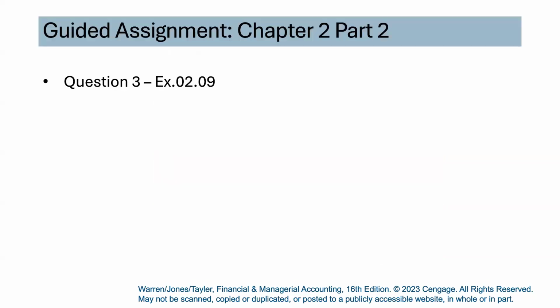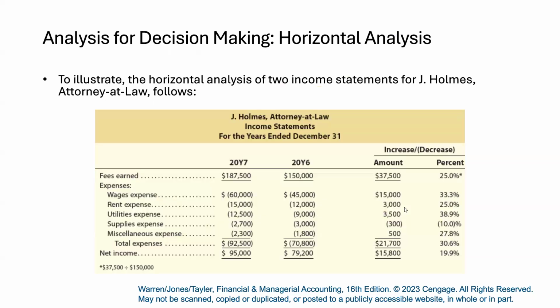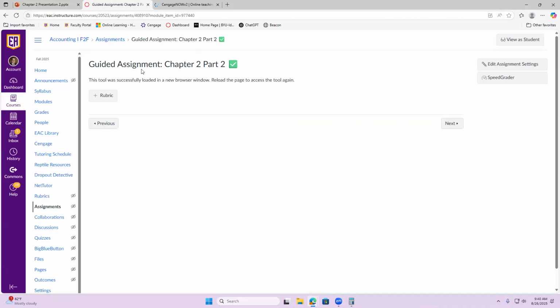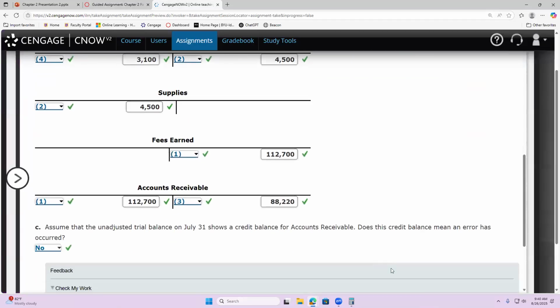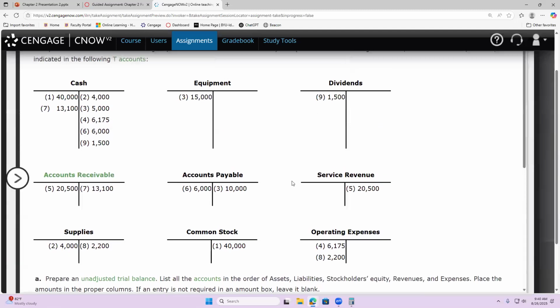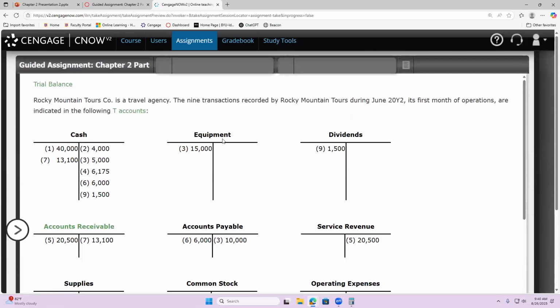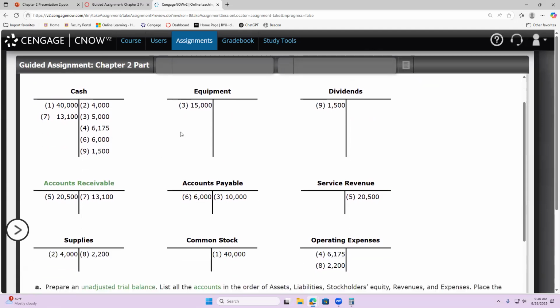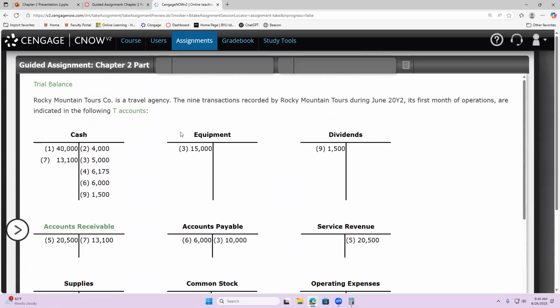So let's look at the third question on here. All right. So here, now they've given us the T accounts for the company. So someone's done the work of the journal entries and then recording those over to these T account ledgers. And now we're supposed to use this information to create a trial balance.